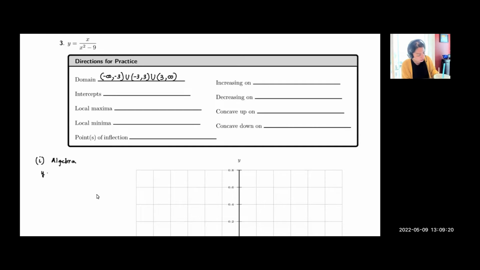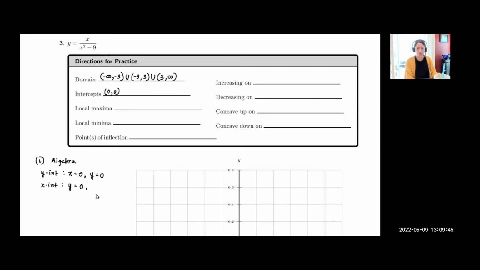So for the y-intercept, we just go ahead and plug in x equals 0. If I put in 0 for x, I can easily see that I'm going to get 0 over -9. So that y-intercept will be 0, and I can go ahead and put that right there. The x-intercepts are a little tougher, right? They are when y is equal to 0.